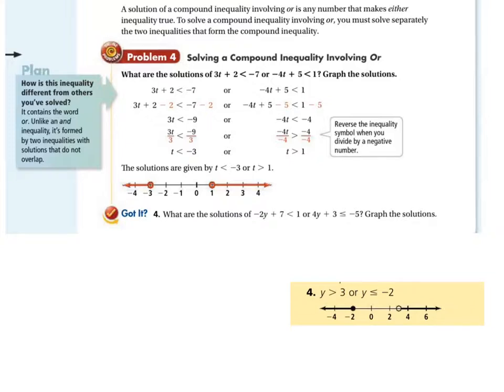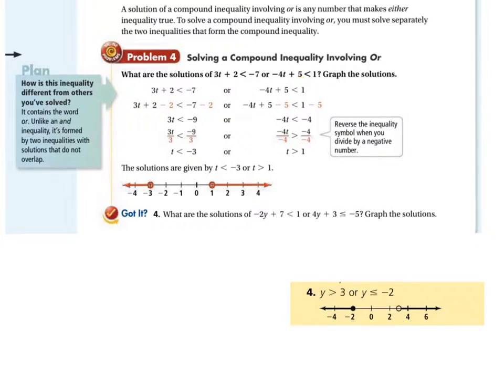Again, it can't be an AND. It can't be in both. To solve a compound inequality involving OR, you must solve separately the two inequalities that form the compound inequality. So, again, if we say, what are the solutions of 3t plus 2 less than 7, or negative 4t plus 5 less than 1?